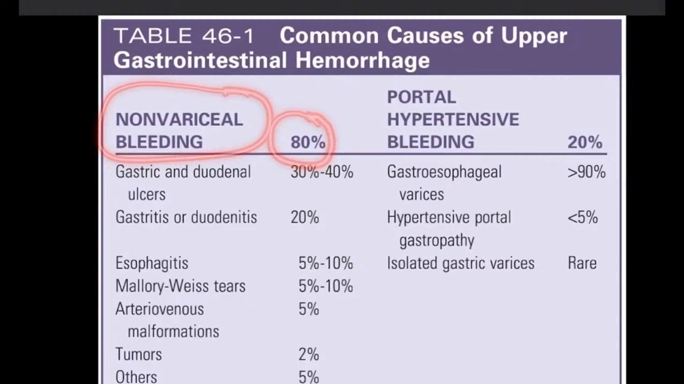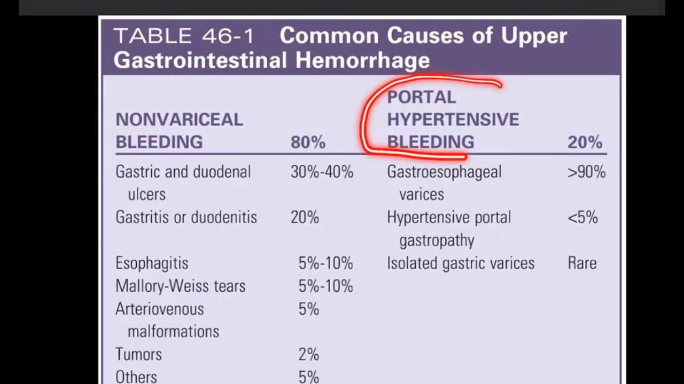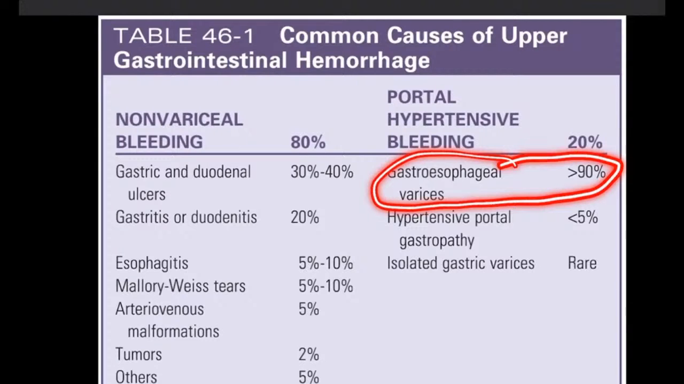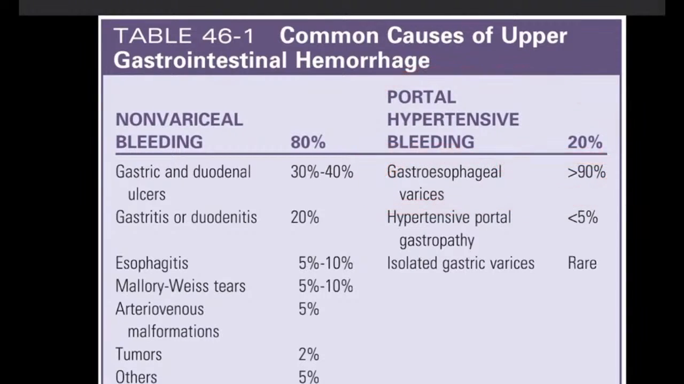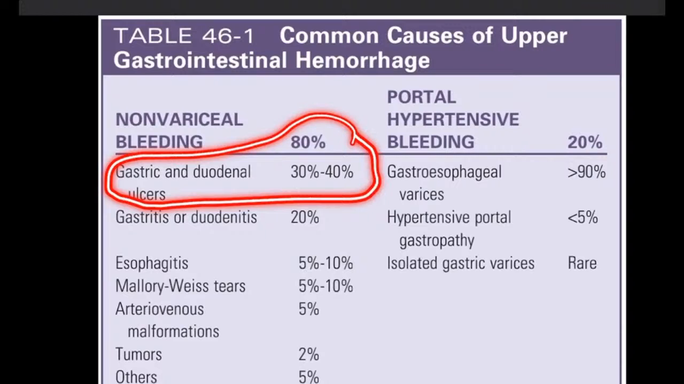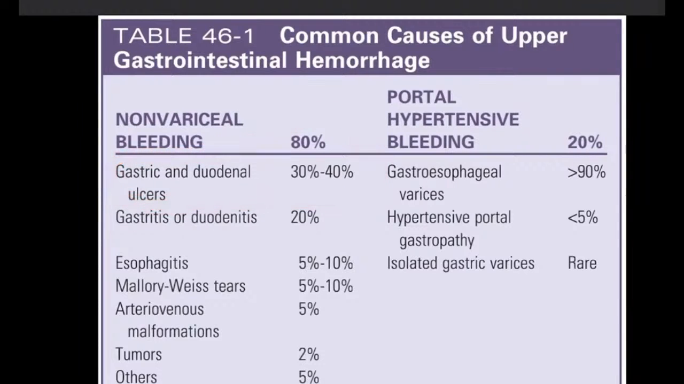And then you have the portal hypertension bleeding, which constitutes 20%. If you talk about just the portal hypertensive bleeding, no doubt, varices are the most common cause of portal hypertension bleeding, but this constitutes less than 20%. I hope you get this point. On the other hand, the non-variceal bleeding is the major portion, and peptic ulcer constitutes 30 to 40% of the non-variceal bleeding. So ultimately, we can conclude that the most common cause of an upper GI bleed is definitely a peptic ulcer, absolutely no doubt about it. Okay, I hope you get this.